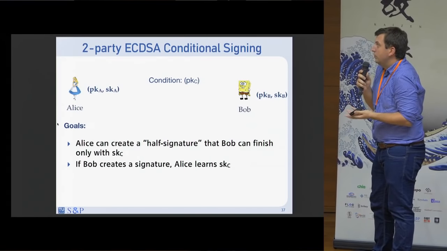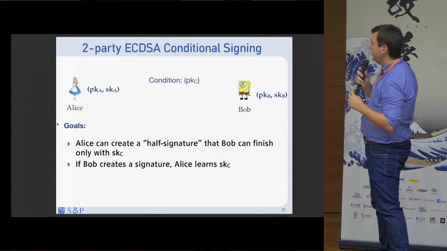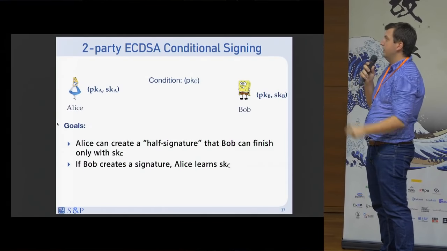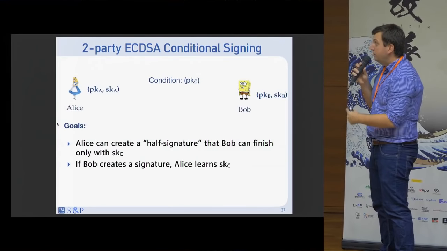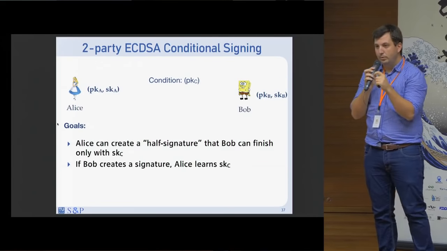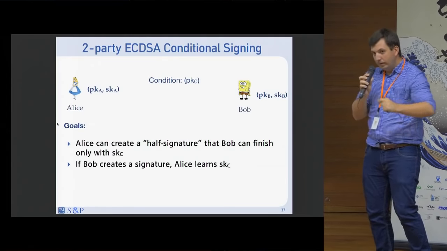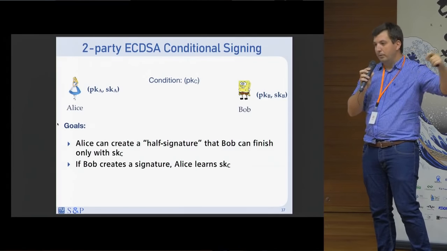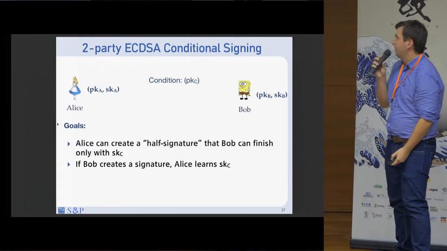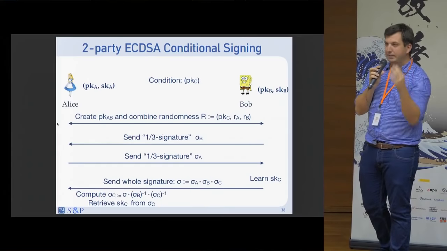The goal is that Alice can create a half signature, as we saw before, like part of the signature of the payment channel, that Bob can only finish if he managed to get the condition, if he managed to get the secret key for the public key. The other important point that we need is that if Bob managed to do this, then Alice should also be able to learn the secret key. Because if you think of the multi-hop payment later, Alice needs the secret key to forward back in order to redeem the coins from the previous user. We will see that in a couple of slides. So this is the setting, and this is how we realize it in a really high-level idea.